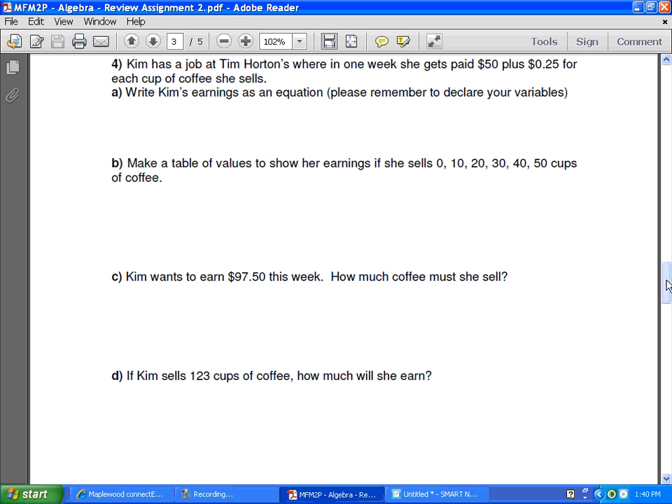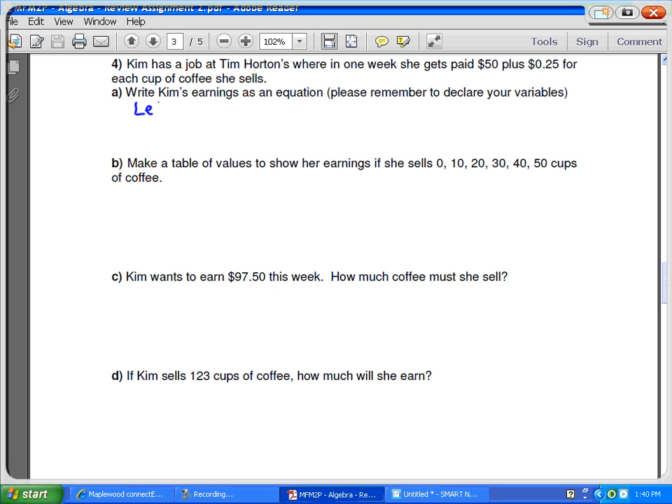So it says here, write Kim's earnings as an equation. Please remember to declare your variables. What are the two things that are changing here? Money is one. Good. Let M equals Kim's earnings. That works for me. And this is the key to this. For Kim to make more money, what has to happen? What else changes? Yeah, number of cups, right? Let C equals the number of cups.